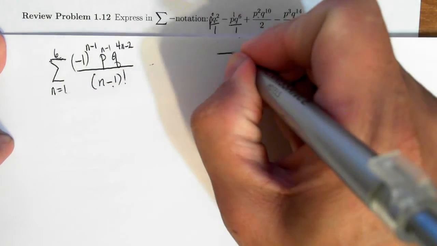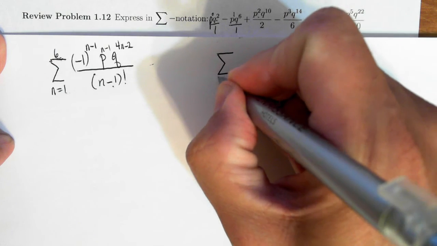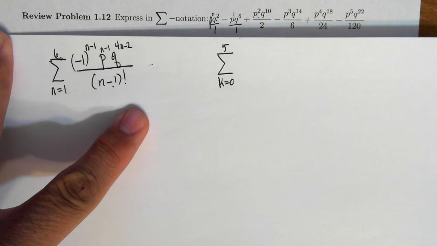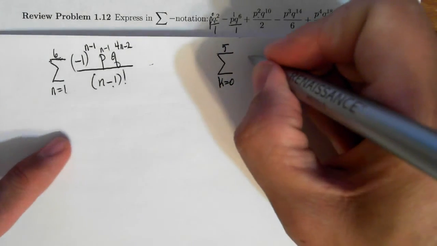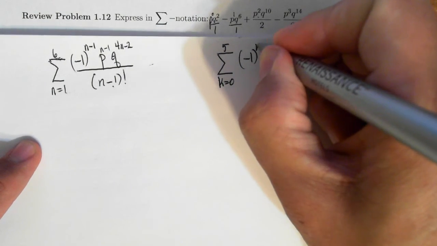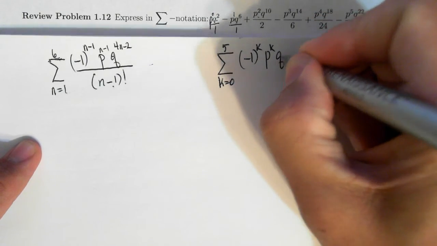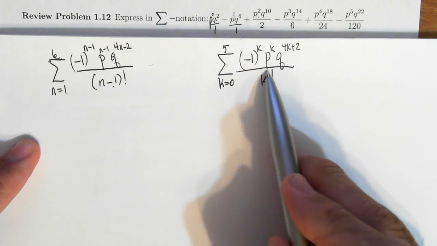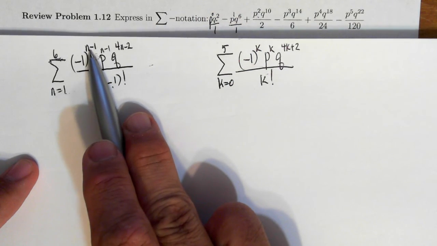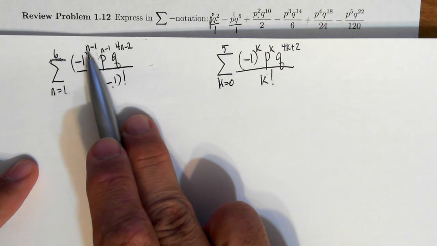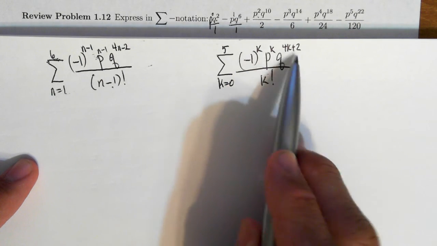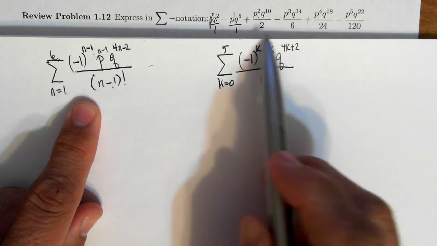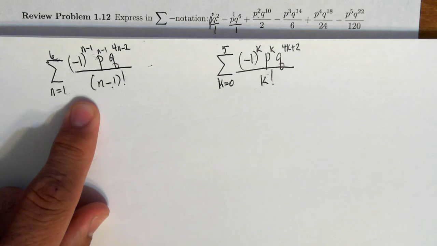A second way of doing it, which is completely the same, except it just looks different, is to take the sum from k equals 0 to 5 as opposed to from 1 to 6. Then the terms would go negative 1 to the k times p to the k, q to the 4k plus 2 over k factorial. And that kind of looks like what you see over here, except everywhere I see an n, I'm replacing it by k plus 1, and that gives me the series that you see over here. So these two things look like they're different, but if you actually write out the terms, you get the same sum.